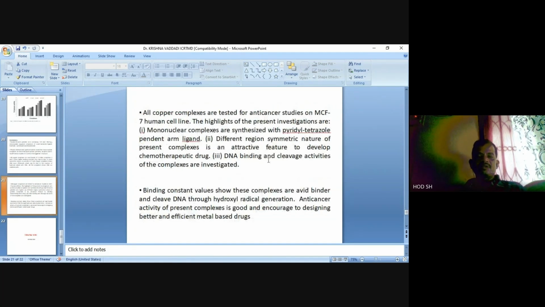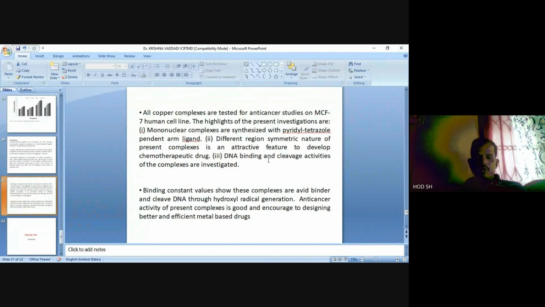The final point is that all copper complexes were tested for anti-cancer studies on human cell lines. The highlight of the present investigation is that mononuclear complexes were synthesized with pyridyl tetrazole pendant ligand. The different regions and symmetric nature of the present complexes are an attractive feature to develop chemotherapeutic drugs. DNA binding and cleavage activity of the complexes were investigated to confirm the ligand.